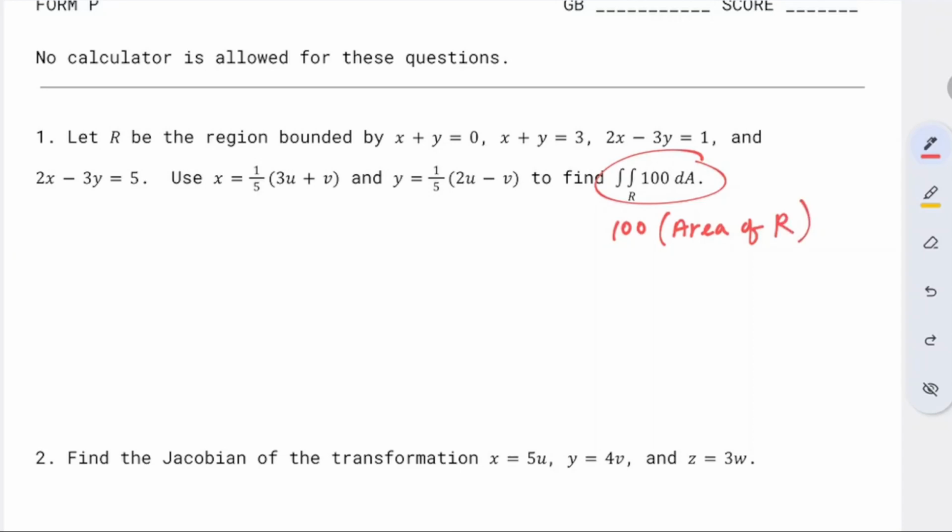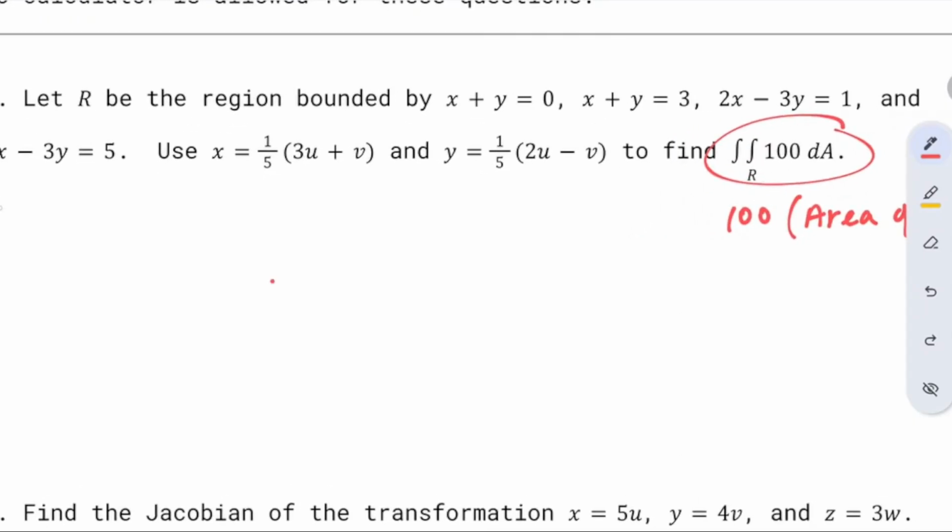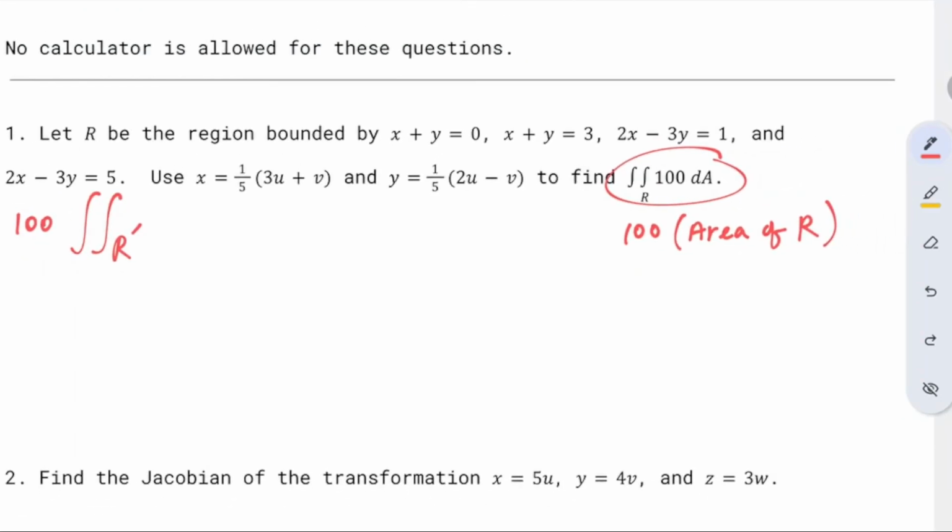Okay, but I don't know, yeah, this is a parallelogram, and I don't really quite know how to find the area of that. So what I can do is do a Jacobian change of variables. So this is going to be 100 times the double integral over the transformed R, which they already gave us the transform factors of du and dv, or dv and du.